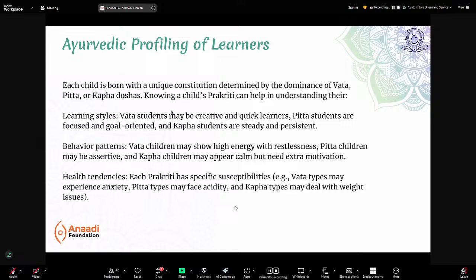For example, Vata children could show a lot of high energy. When you see children moving here and there without being stable, it means it's a certain Vata Prakriti, right? Pitta children may be very assertive, very intelligent, and can get irritated very easily also. Kapha children may be very calm, very stable, but require a lot of extra motivation because you need to push them to do something, right? And as for health tendencies, Vata may be susceptible to anxieties, Pitta may face a lot of acidic reaction, and Kapha might deal with a lot of weight issues.